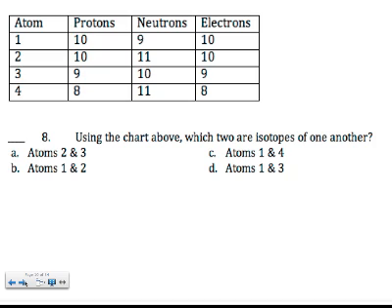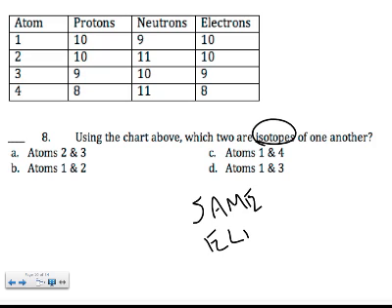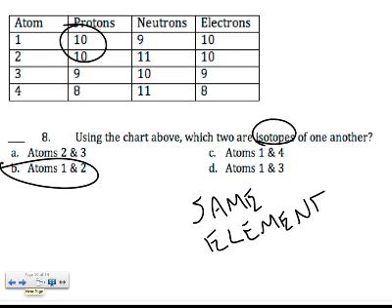And in the same chart, which two are a pair of isotopes? Remember, isotopes means they have to be the same element, so they have to have the same number of protons. And when you look at the number of protons, there's only two that have the same number of protons, and that's numbers 1 and 2. Answer choice B.